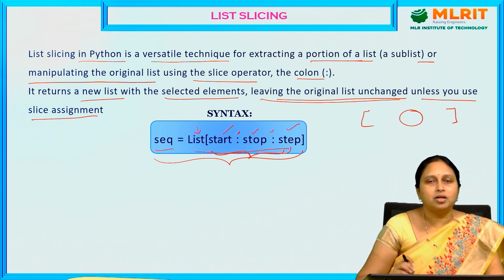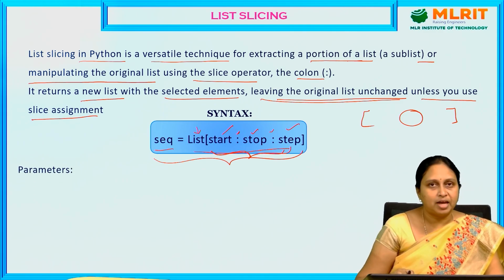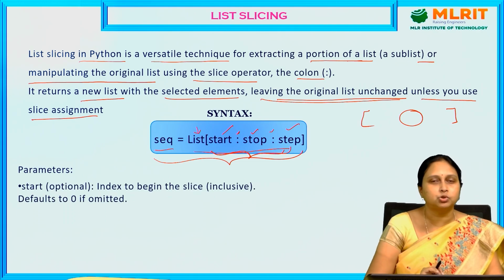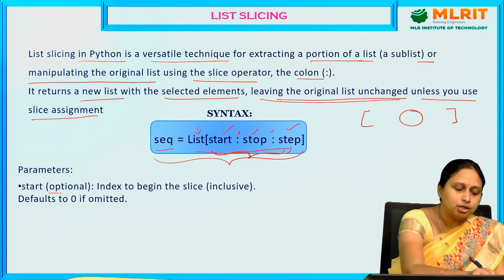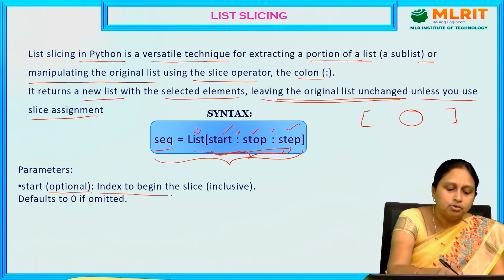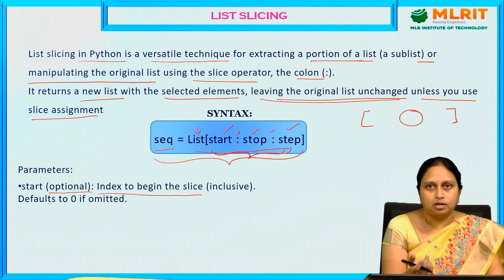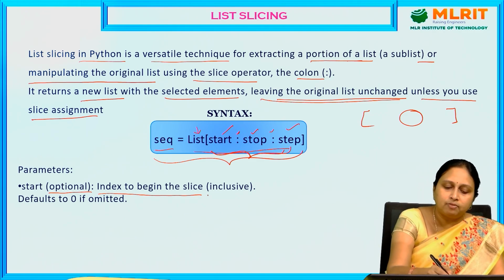Let us see what start, stop and step represent in the list. These are the 3 parameters we have discussed. We pass start, stop and step. The first one is start. The start is optional. If you don't want to specify the start value in your list, that is also possible. It is the index to begin the slice; if you want to represent the starting of your list, you can specify from which index to start. That is inclusive.